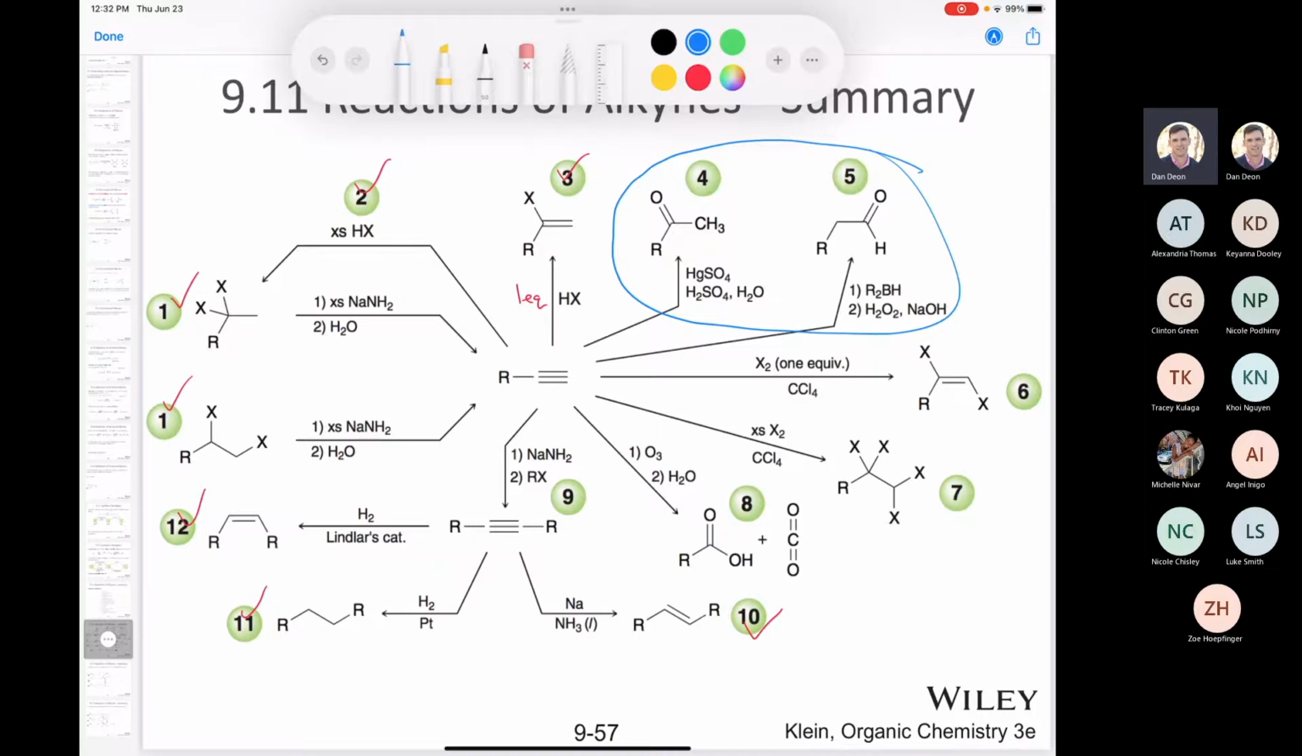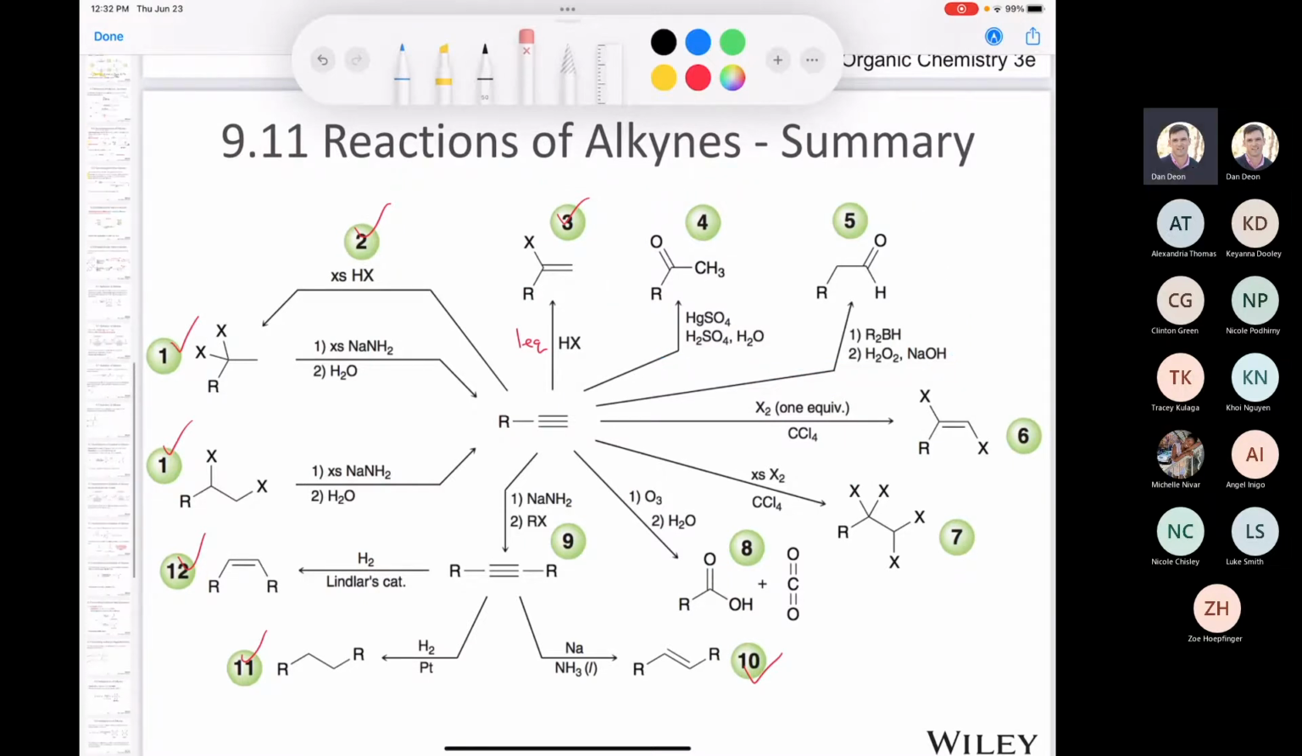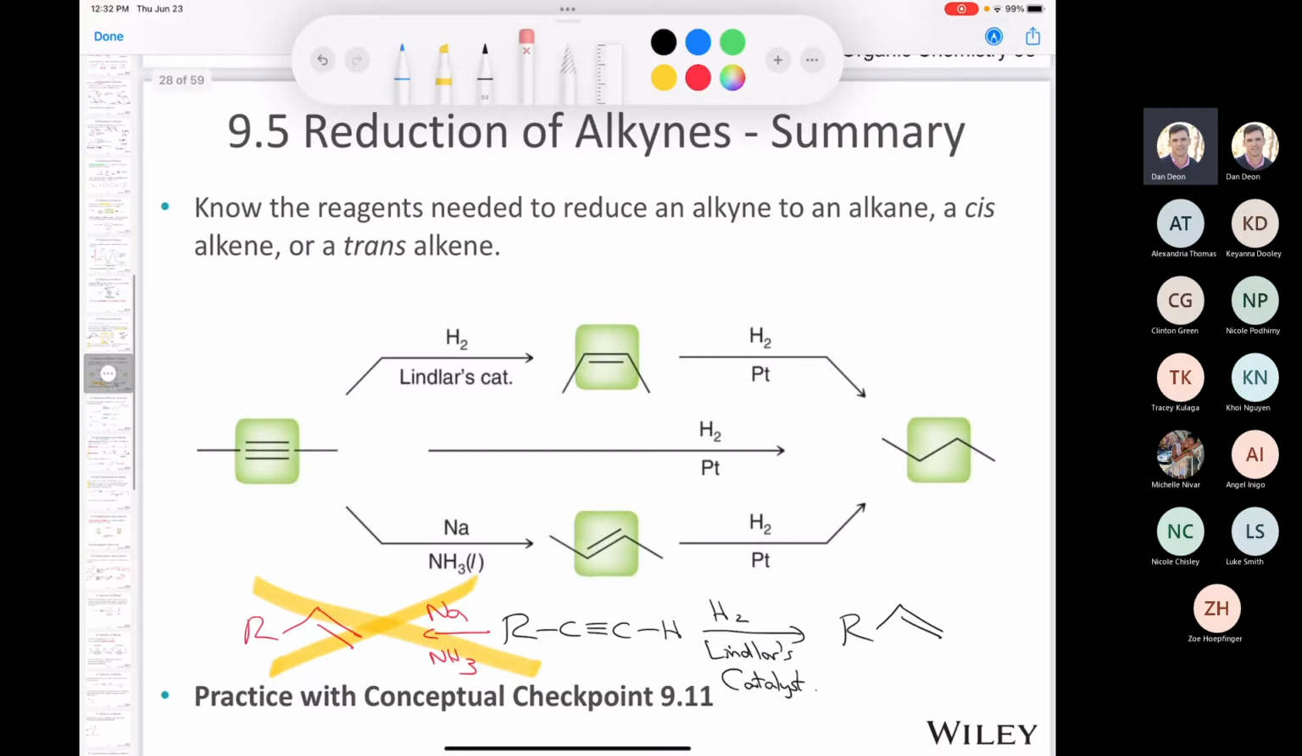So now that you've heard that word, that is a mechanism I expect you to know. It's a pretty quick mechanism, but that's an important one. So let's go back into the slides and find out where we were.